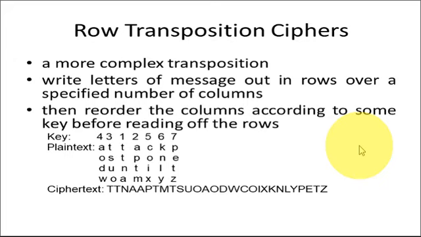So till now we have discussed classical symmetric ciphers: what a symmetric cipher is, its definition, the components needed, and the requirements. Then the substitution ciphers, including the Caesar cipher, the Playfair cipher, and the monoalphabetic cipher. Then in the transposition ciphers we discussed the rail fence and row transposition ciphers.